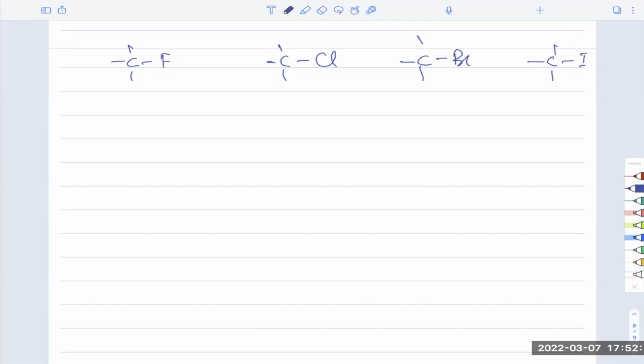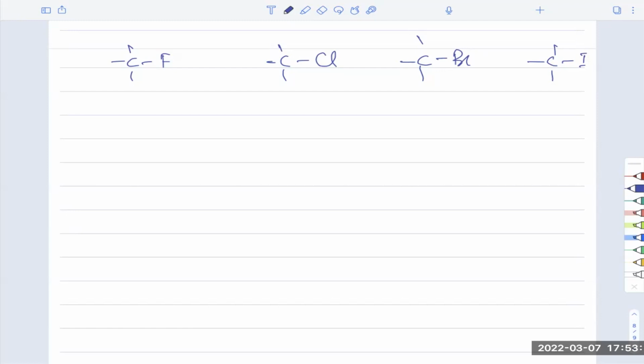Sir, but what if it's... Fluorine is a smaller atom, so it's going to pull on the electrons much more strongly. So there's going to be a lot of polarity here. And of course, they're smaller, so the bond length will also be very short.